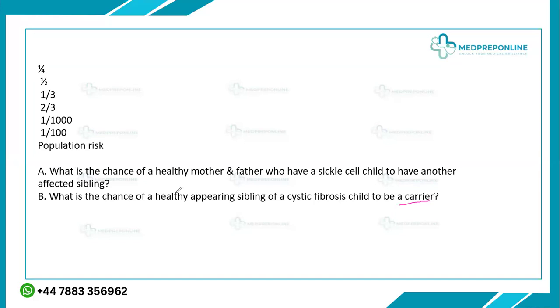Okay. So, what is the chance of a healthy appearing sibling, the sibling which is healthy, of a cystic fibrosis child to be a carrier?